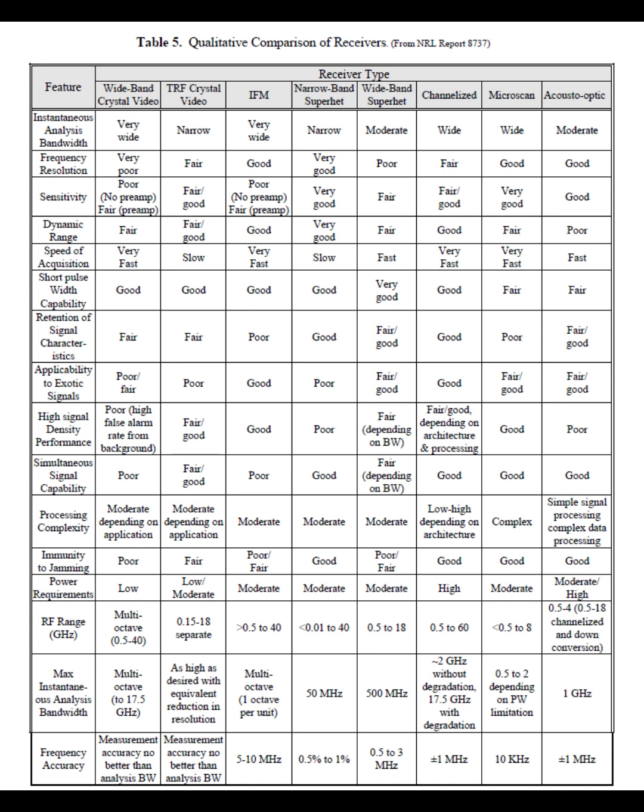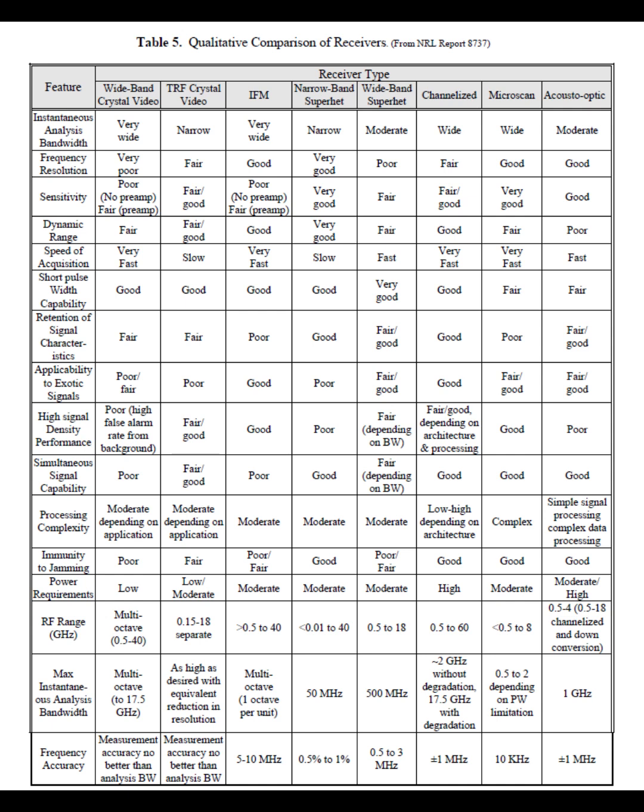Processing complexity. Complexity of the signal processing required. Acousto-optic has the simplest processing. Microscan has the most complex processing. Immunity to jamming. Resistance to interference or jamming. Narrowband superhet and microscan are the best. Wideband crystal video and IFM are poor.